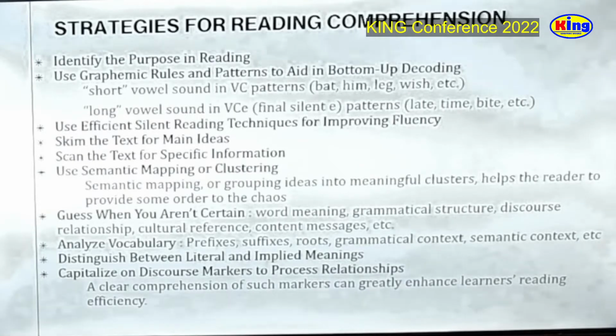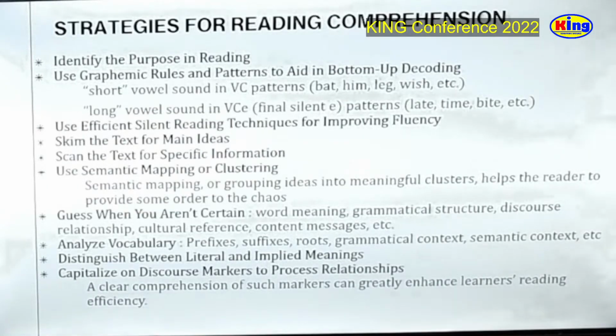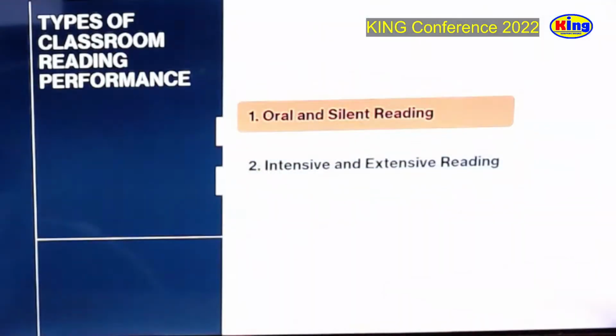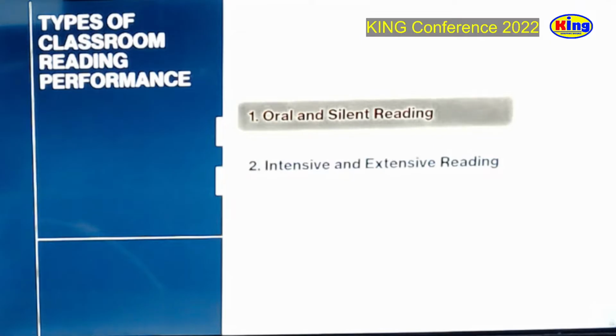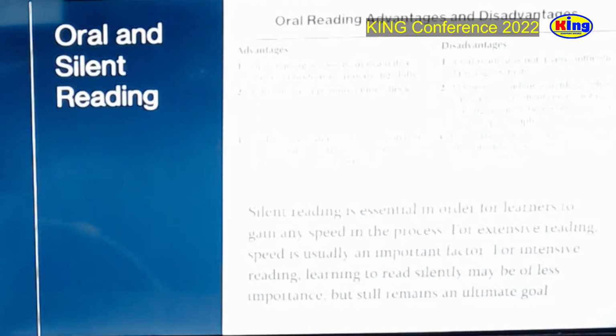And then capitalize on discourse markers to process relationships. A clear comprehension of such markers can greatly enhance learners' reading efficiency. Markers here are needed to help students improve their understanding of a certain reading. Alright, then we got types of classroom reading performance. We have oral and silent reading, and we have intensive and extensive reading. Let's see. The first one is oral and silent reading.